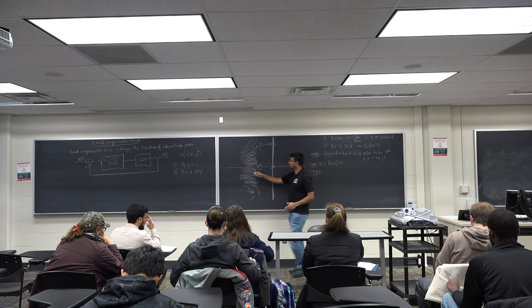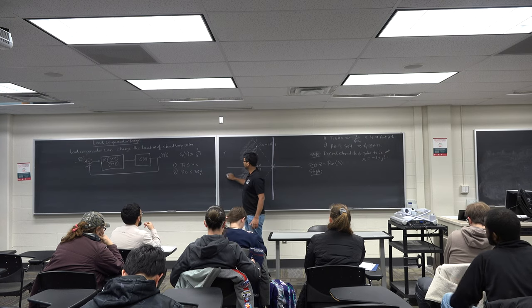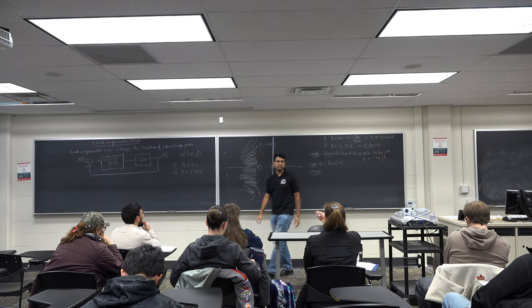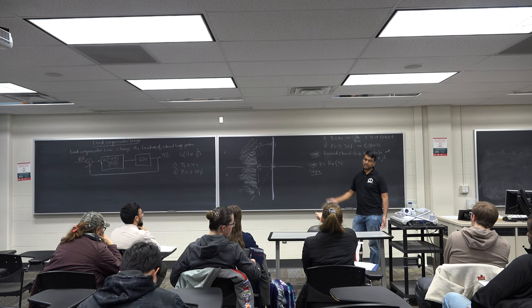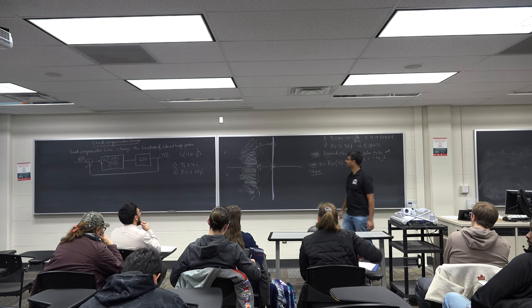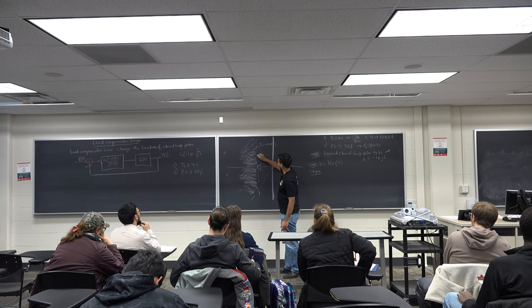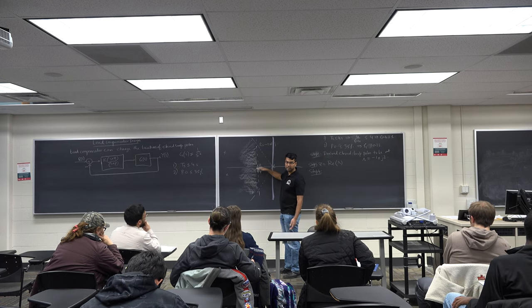Right. In this problem, if you want to pick somewhere here, you are free to pick that. But in this scenario, that point that we're dealing with is the rightmost. Yes, it's the rightmost. But it's not the only rightmost, because I could have picked minus 1 plus j1 or whatever, right?